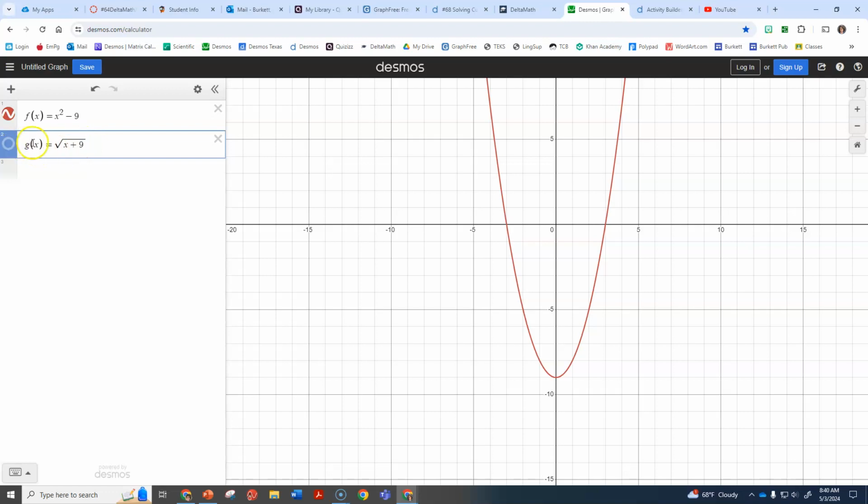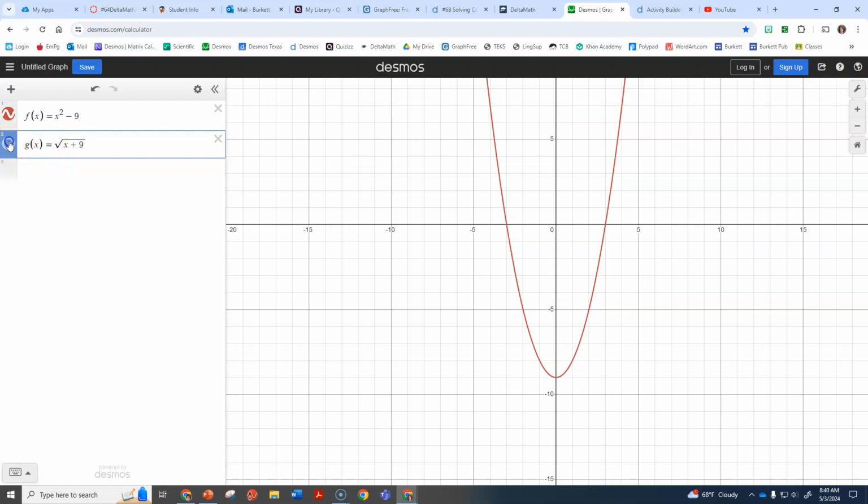And let me address real quickly the fact that I could not write, Desmos does not like the inverse notation, the f raised to the -1. If you type that in there, you get an error over here and it doesn't graph anything. So that's why I had to just rename it g of x.